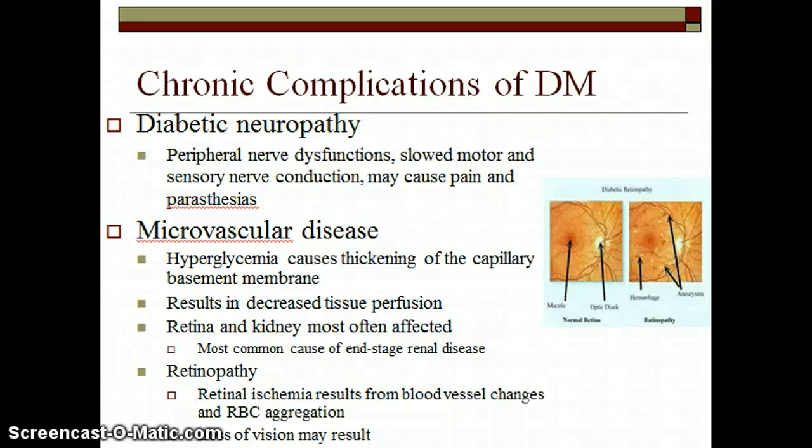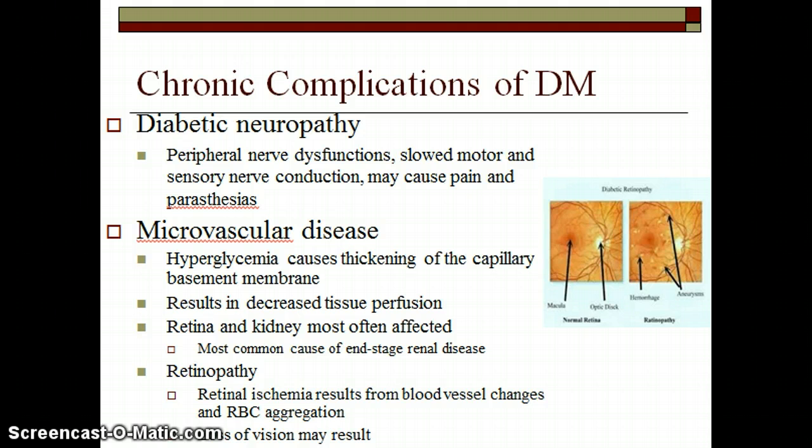Okay, so now we're going to talk about the complications that we have because of all the types of diabetes mellitus. Okay, so type 1 and type 2 included. Remember, gestational diabetes will go away after pregnancy, so these mostly involve our type 1 and type 2.